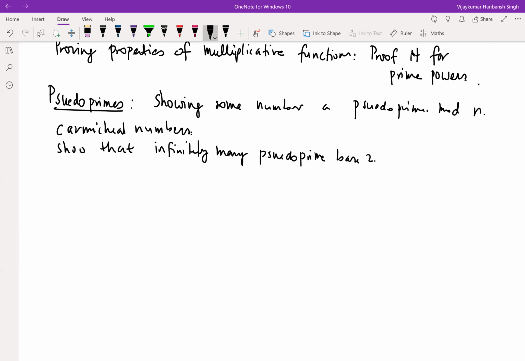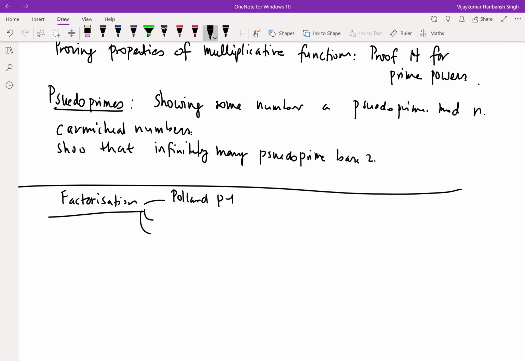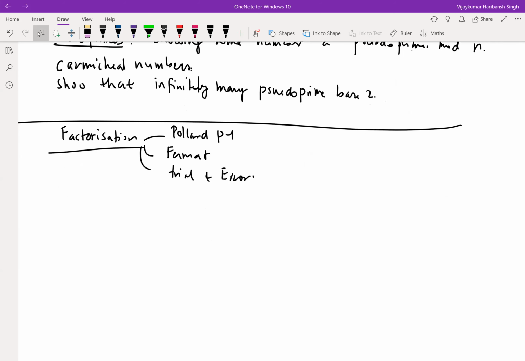Then we had a bunch of factorization problems. So factorization. In factorization, we have only studied, namely, Fermat and trial and error, right?